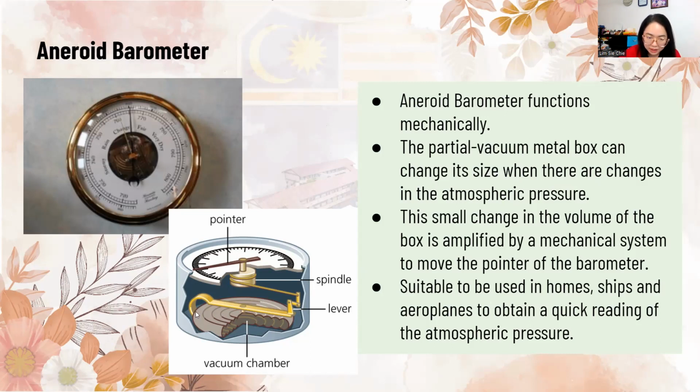Okay, you see the lever, right? This lever is connected to this spindle. When the atmospheric pressure is high, it compresses the chamber so that the lever will move to the left or to the right. When the lever moves, the spindle will also move. When the spindle moves, the pointer will move. So that's how they measure the atmospheric pressure. Okay, so that's what we have here.